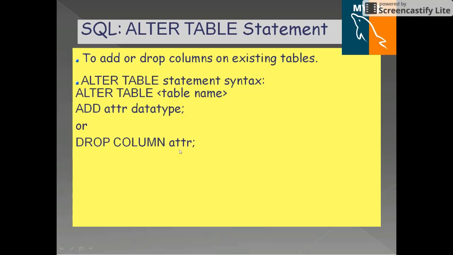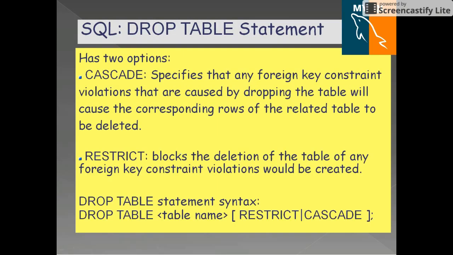It has two options, the cascade and restrict options. The cascade specifies that any foreign key constraint violations that are caused by dropping the table will cause the corresponding rows of the related table to be deleted. But the restrict option blocks the deletion of the table if any foreign key constraint violation would be created. The foreign key is the primary key of another table.